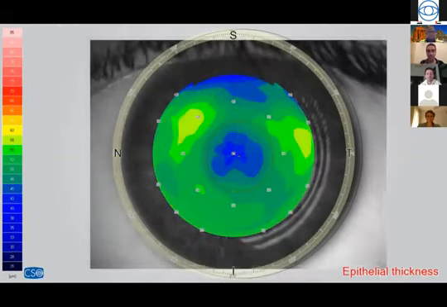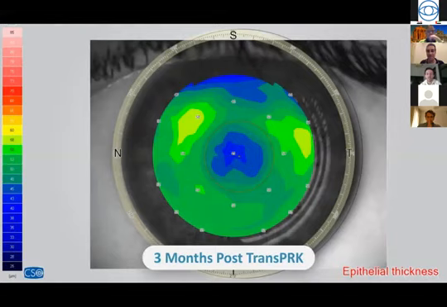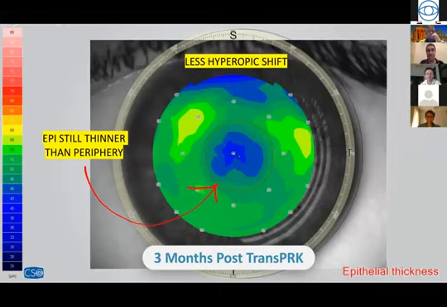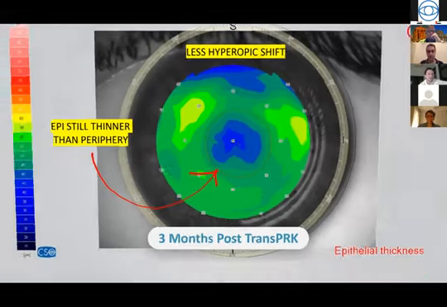That's again the same patient about 3 months post-operatively, and as you see, the epithelium is getting thicker, but definitely it's still thinner in the very center than the periphery. So at 3 months, the patient is a little bit hyperopic. I'm not scared. I know that's going to keep getting better. And again, I can tweak my treatment accordingly.